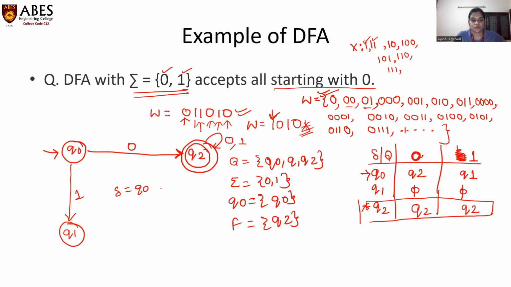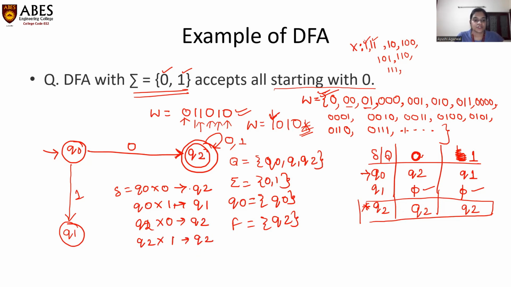So for delta, Q0 reading 0, going to the state Q2. Q0 reading 1, going to the state Q1. For Q1, there is no transition function as it is going nowhere, so we need not write any transition function for this. Now let's write for Q2. For Q2 reading 0, going to Q2, Q2 reading 1, going to the state Q2. So this is the transition function for this particular diagram. This is the transition table for this diagram, and this is our transition diagram.